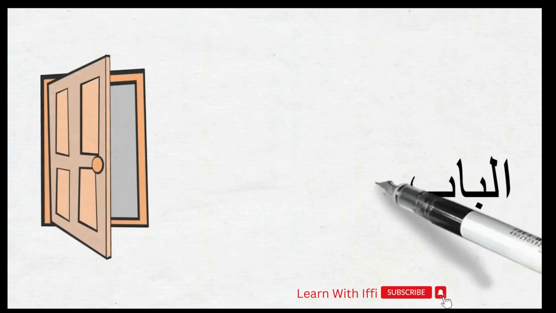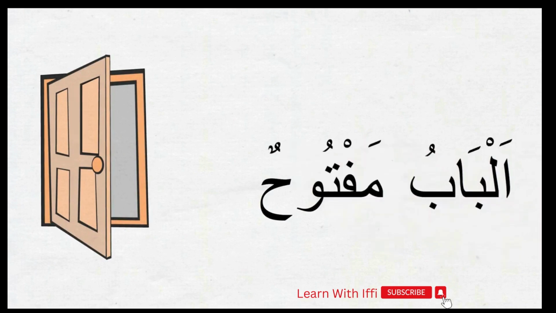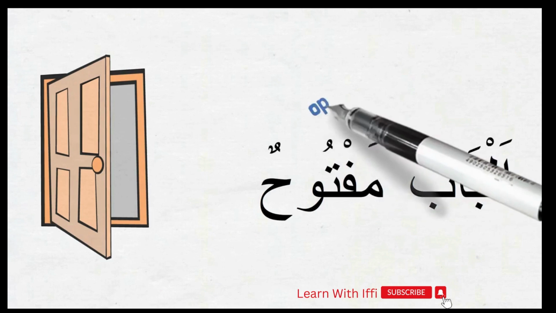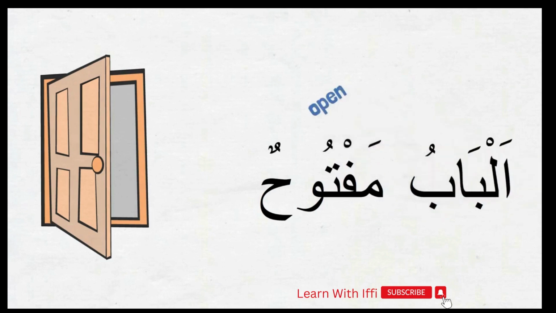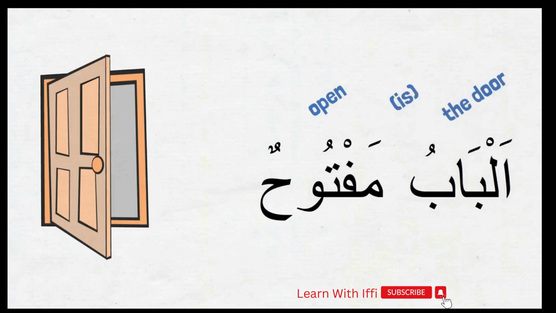Similarly, if you already know which door we are talking about, we can say al-babu maftuhun. Here, the word maftuhun means open. So the translation is the door is open. Once again, al-babu maftuhun, the door is open. Both the speaker and listener know which specific door is being referred to. They must have talked about it before, or they somehow know about it.